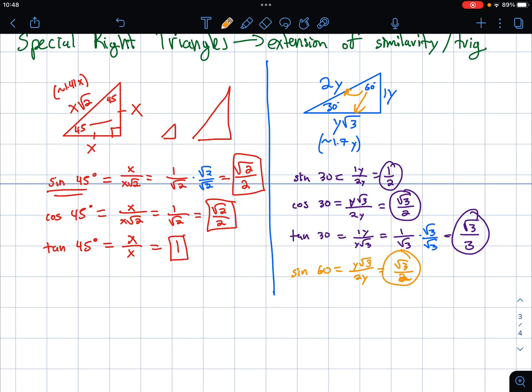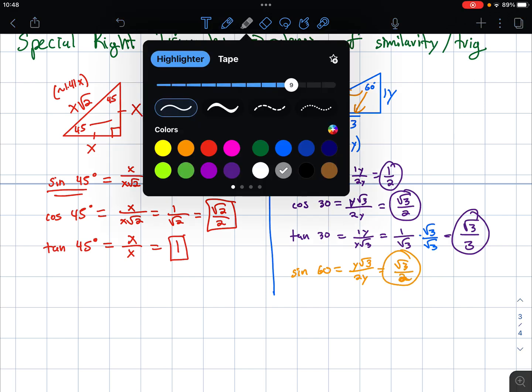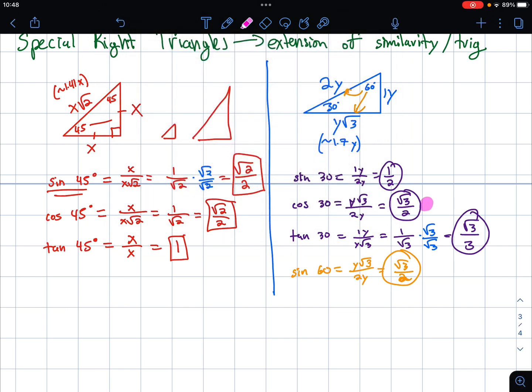Does that look familiar? Sure should, because here's root 3 over 2, here's root 3 over 2: cosine of 30, sine of 60. The sine of the complement produces the same ratio. So if we were about to do cosine of 60, why don't you tell me what you expect that to be? It should be the same as sine of 30, or 1/2. So let's find out. Cosine of 60, the adjacent to 60 is 1y.